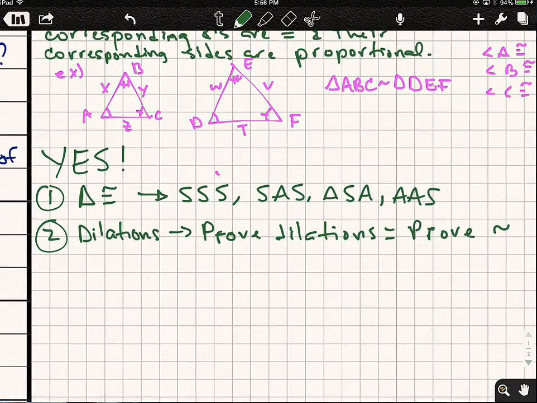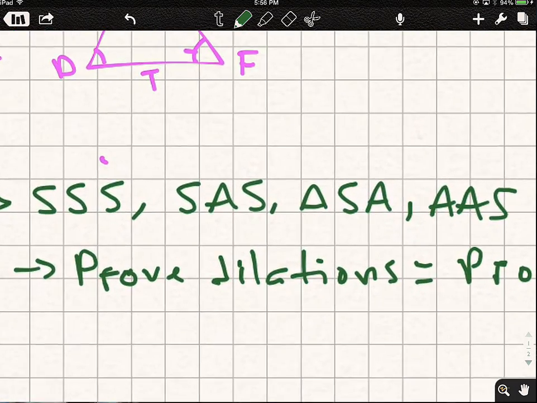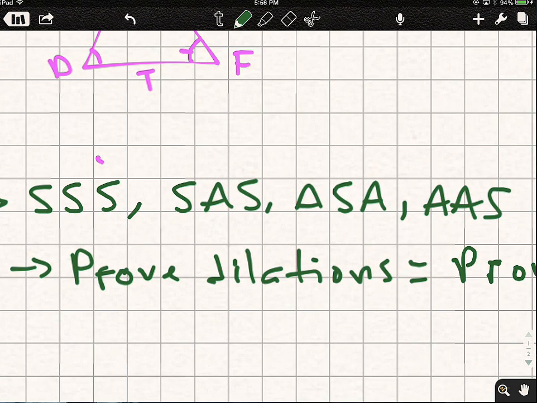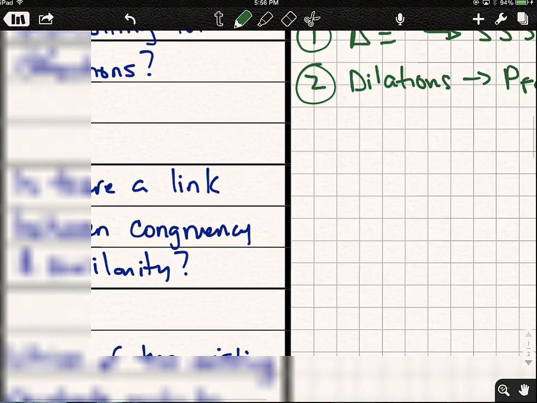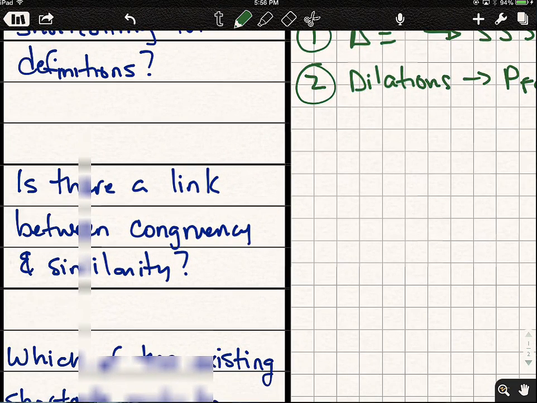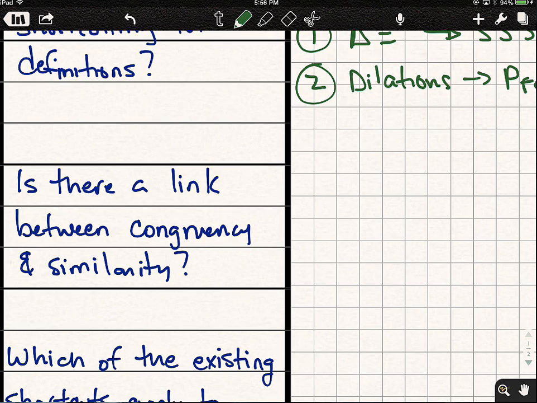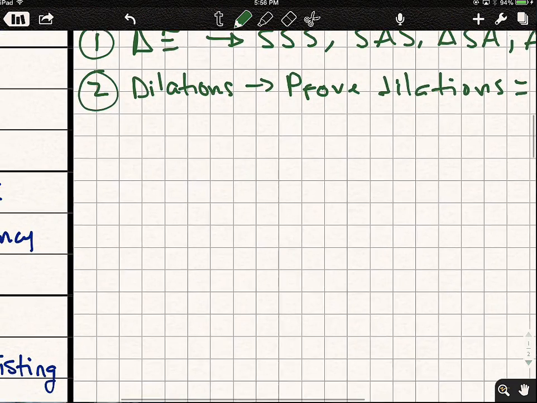But with congruency, we were in business because those four conditions, side-side-side, side-angle-side, angle-side-angle, angle-angle-side, worked in all possible realms. So if we can establish a link between congruency and similarity, then it makes sense that we can at least start with those conditions to prove triangles similar, and the full definition of triangle similarity is unnecessary. So let's examine that. Is there a link?